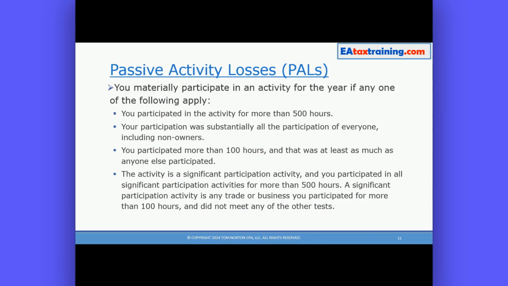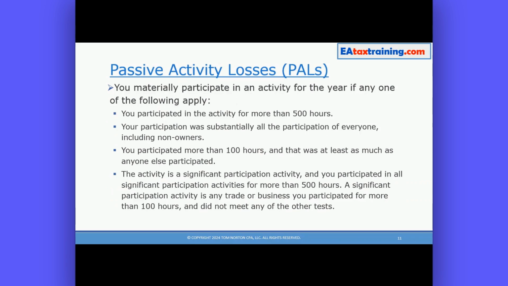What does it mean? Well, there are several different ways that a taxpayer can be considered to materially participate. And obviously what this means is if you materially participate, then it is not a passive activity, and so it is not subject to these passive activity loss rules. So the first way, and probably the most straightforward way, is that you participated in the activity for more than 500 hours. So in other words, you put more than 500 hours of work for the year into the activity. If you did that, then you materially participated. It is not a passive activity.